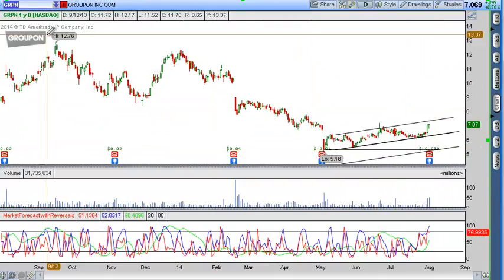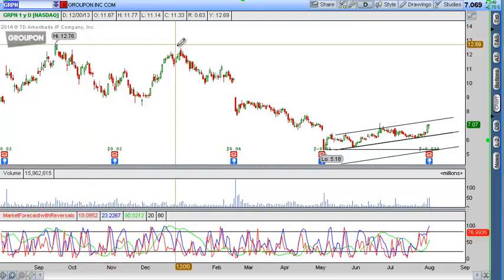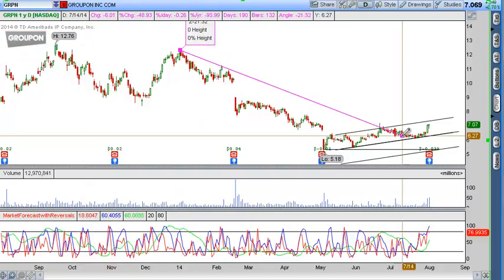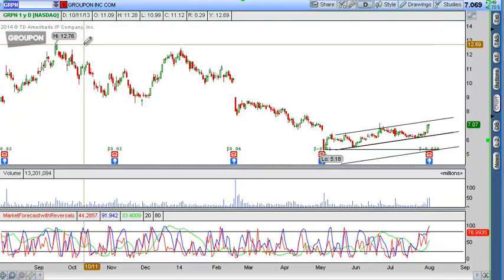All right, so let's go back in once again and look at the guidance. They've upped their guidance. I would think that would help, or is it because they upped their guidance before and then missed? I'm not sure.